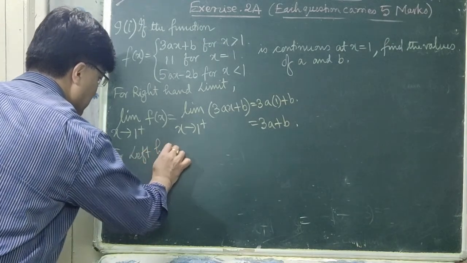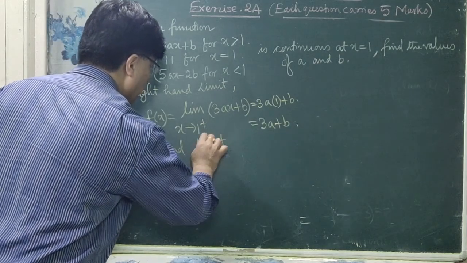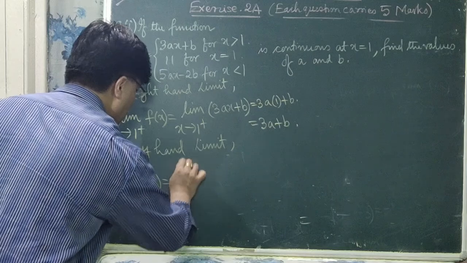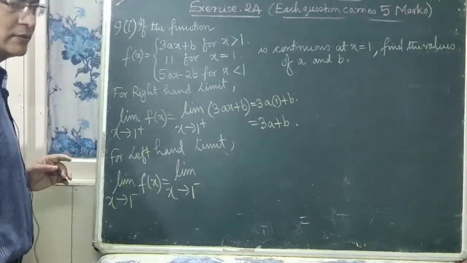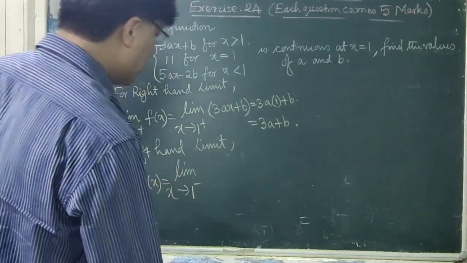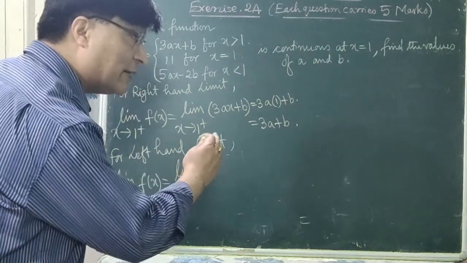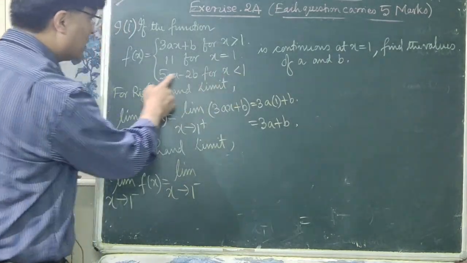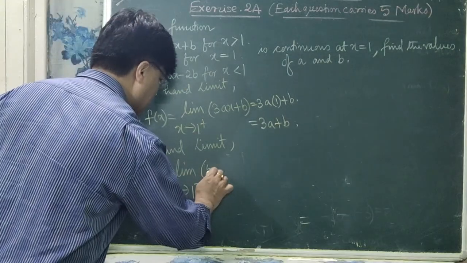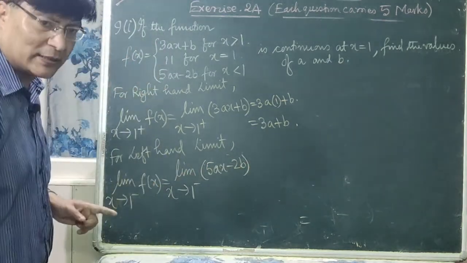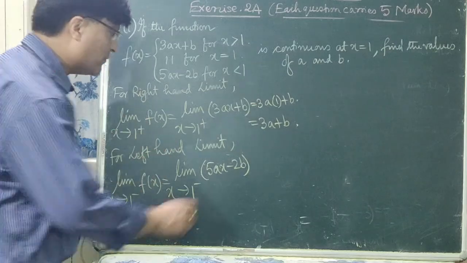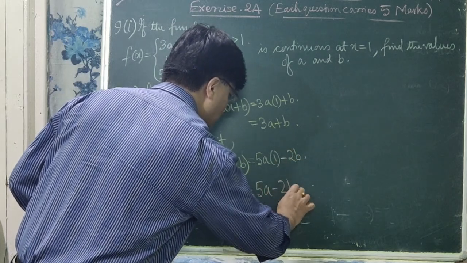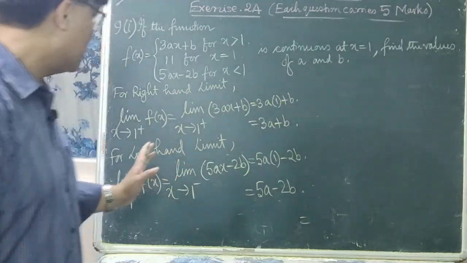For left hand limit, limit x tends to 1 minus f of x is equal to limit x tends to 1 minus. So what is the meaning of x tends to 1 minus? x is approaching towards 1 from the left hand side, and on the left of x is equal to 1, all the values of x are less than 1. So what is the value for f of x when x is less than 1? It is 5ax minus 2b. So right here 5ax minus 2b, right? So x tends to 1 minus means you can put 1 instead of x. So which is equal to 5a into 1 minus 2b, which is equal to 5a minus 2b. So I think you have understood it. So this is your left hand limit.